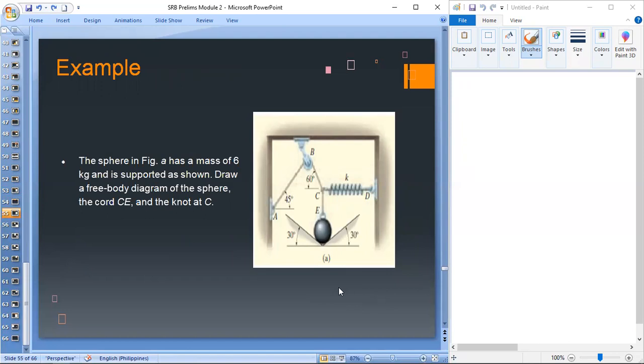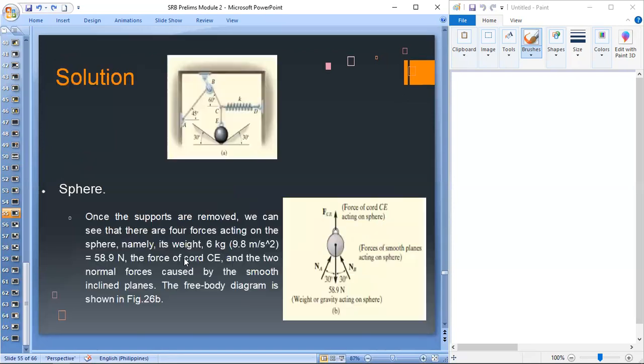The sphere in the figure has a mass of 6 kg. It is supported as shown. So, draw a free body diagram of the sphere, the cord CE, and the knot at C. Sabi nila, resolve lang, so may mga tension dyan. Actually, ginagamit yun sa structures, airplane. Dito is example naman. Okay?